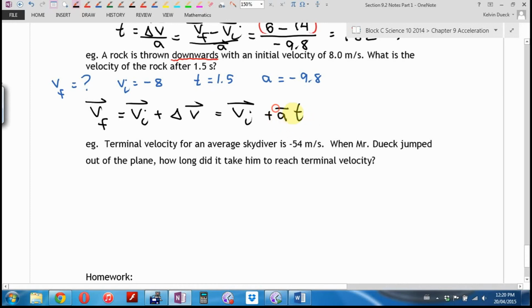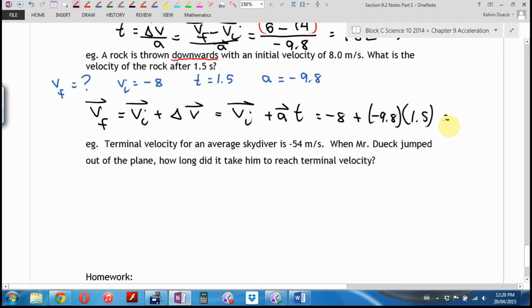Is that right? Double check. Do I know VI? Yep. Do I know A? Yep. Do I know T? Yep. Plug and chug. Negative 8 plus negative 9.8 times 1.5, which is what?